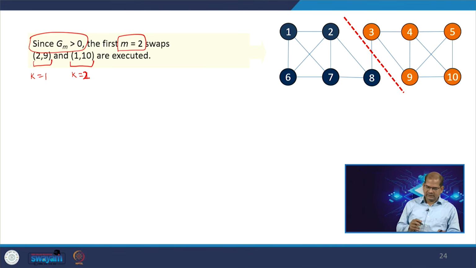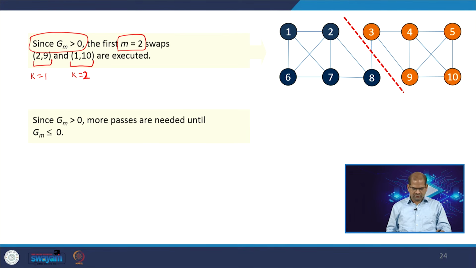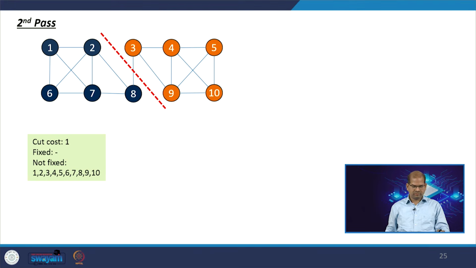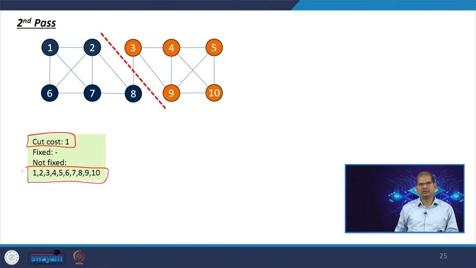So, if I can see here, my gain is positive, I need to iterate till my gain is negative. Since my gain is positive, more passes are needed until GM is less than or equal to 0. So, I have to go to the second pass. The output of the first pass is the initial partition for the second pass. Here the cut cost is 1, and all the 10 nodes are unfixed.